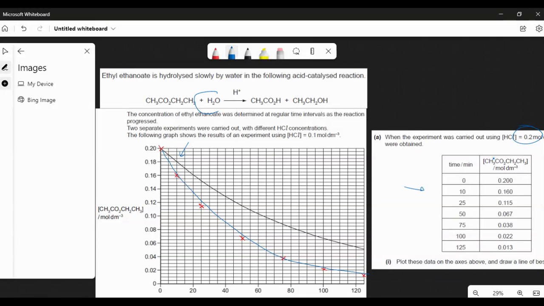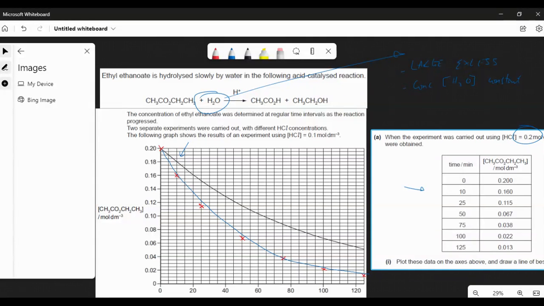Well, the other reagent is water, and because water is a solvent, it is in large excess. And if it's in large excess, the concentration doesn't change. So the concentration of water is constant. We can assume that the water doesn't change. It's just the ethyl ethanoate that changes.